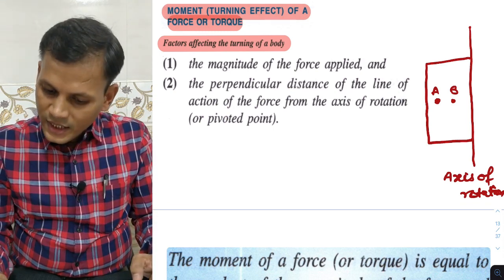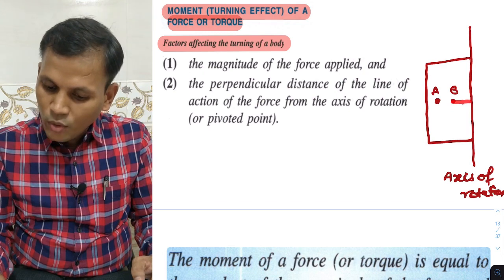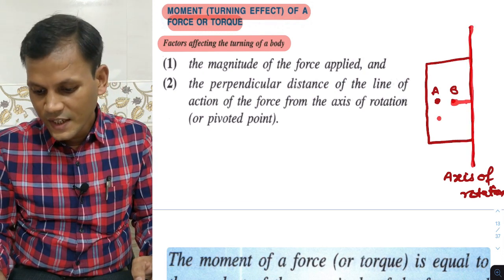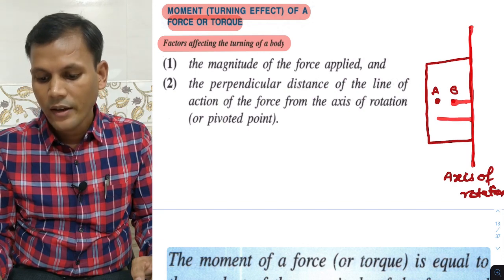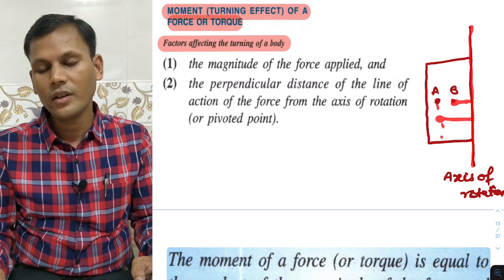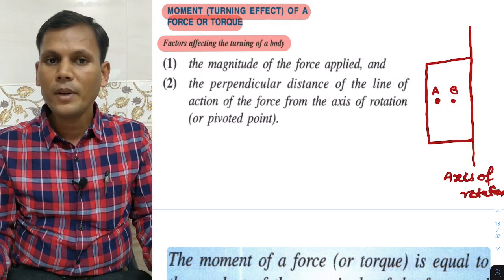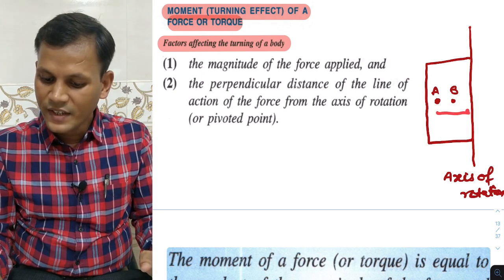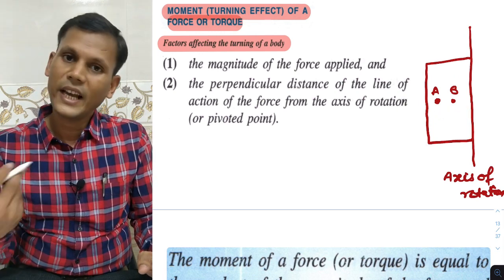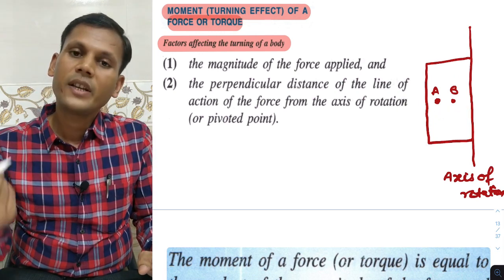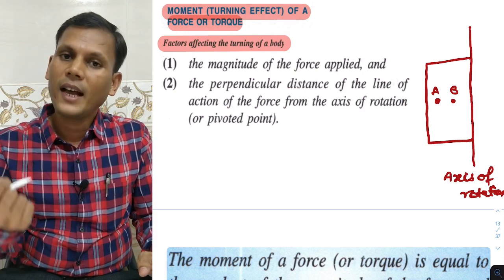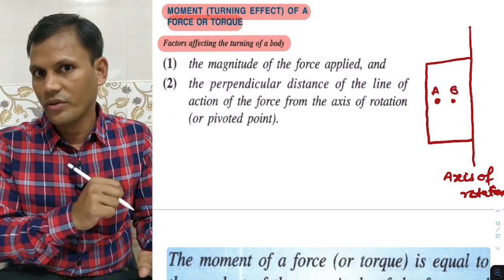Okay, this is the perpendicular distance from the axis of rotation of B, and this is the perpendicular distance from the axis of rotation of point of action A. So, as we are observing, as the distance is more, we have to apply less force. So the second point is the perpendicular distance from the axis of rotation.